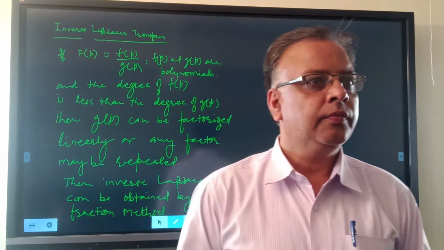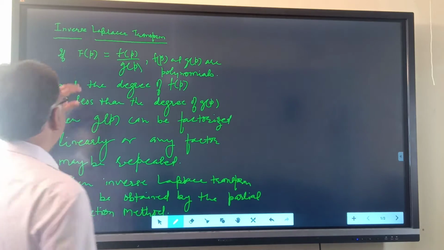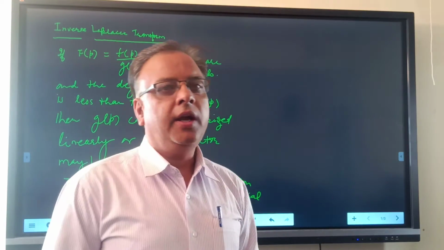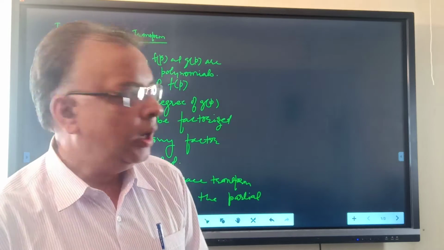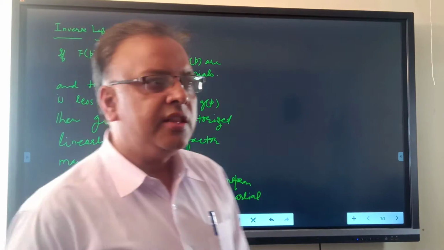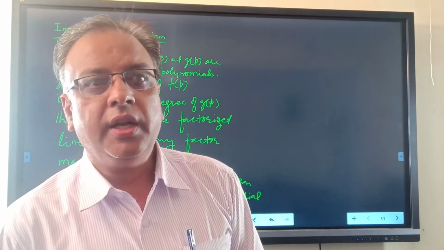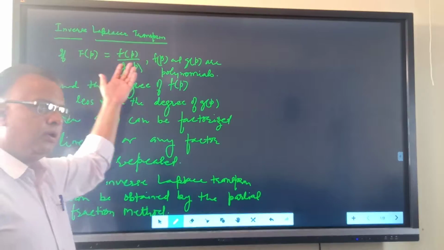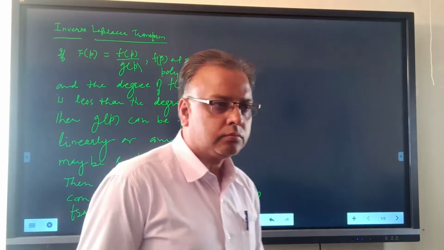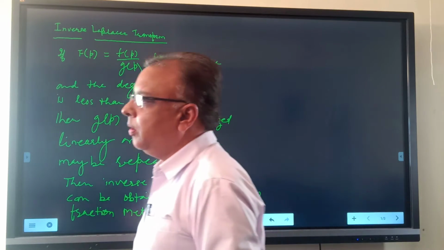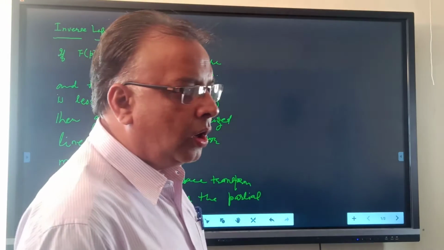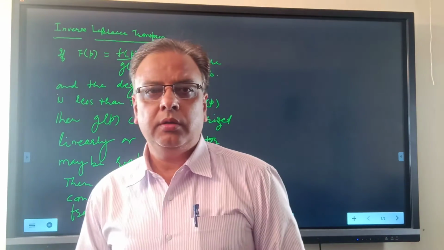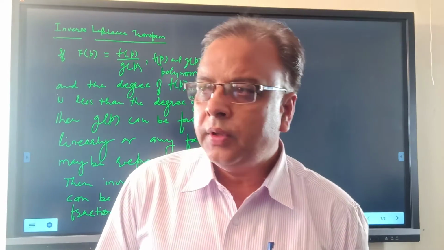If a function F(p) is written in the form F(p) upon G(p), where F(p) and G(p) are polynomials of p and the degree of F(p) is less than the degree of G(p), that is, if the function is in a fractional form, then the denominator function G(p) can be factorized linearly and some of the linear factors may be repeated.